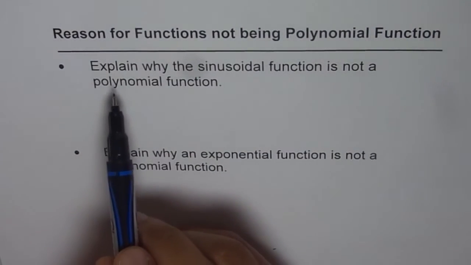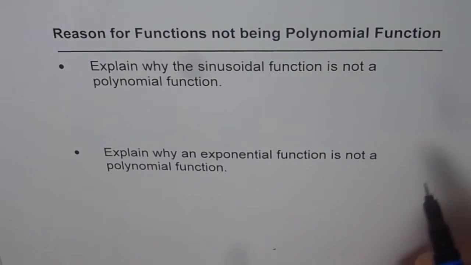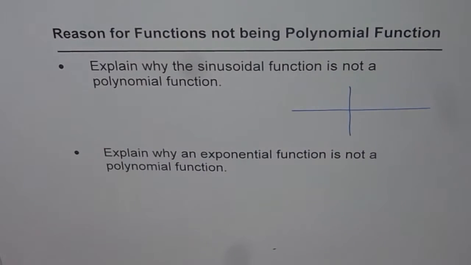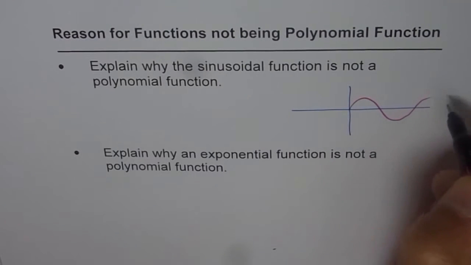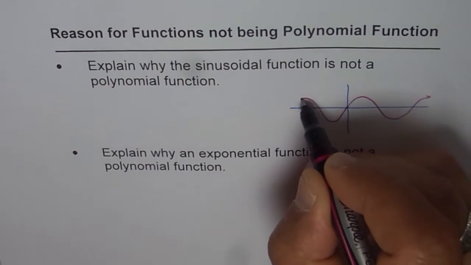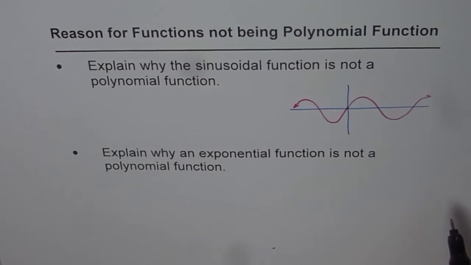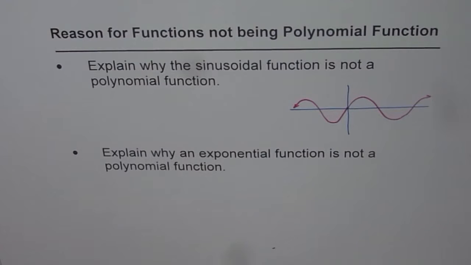So the first one is: explain why the sinusoidal function is not a polynomial function, right? If you look at the sinusoidal function, it's a sine graph like this. It goes forever, like this, on both sides, correct? As you can see, it is a smooth curve, and it meets all the criteria for a polynomial function, right? But why is it not a polynomial function? That is the question.